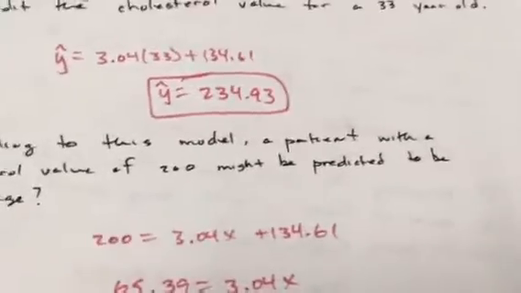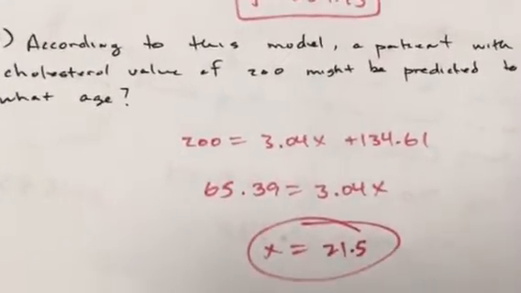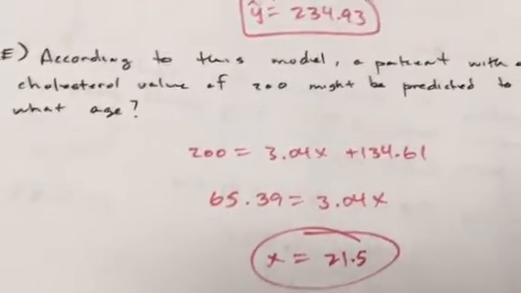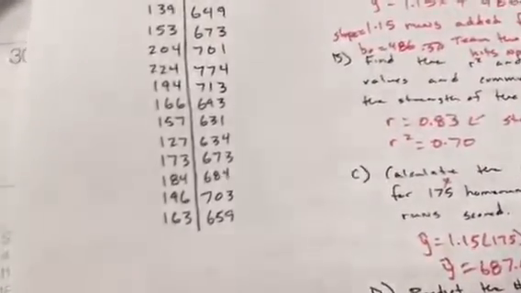According to this model, a patient with a cholesterol of 200 might be predicted to be what age? Just plug 200 in for y hat. 21.5. Okay. That's your data here for 7. We're going out of order, so actually let's do 6 first.